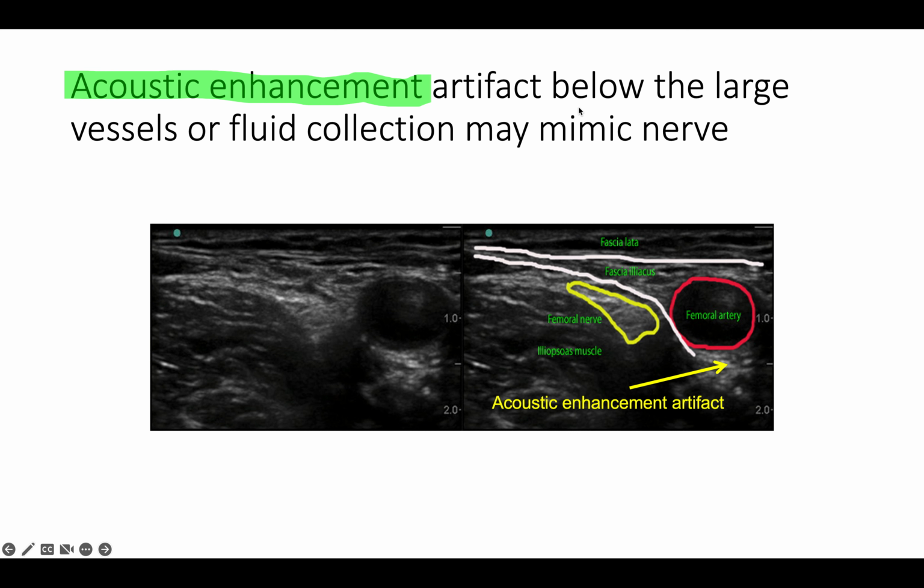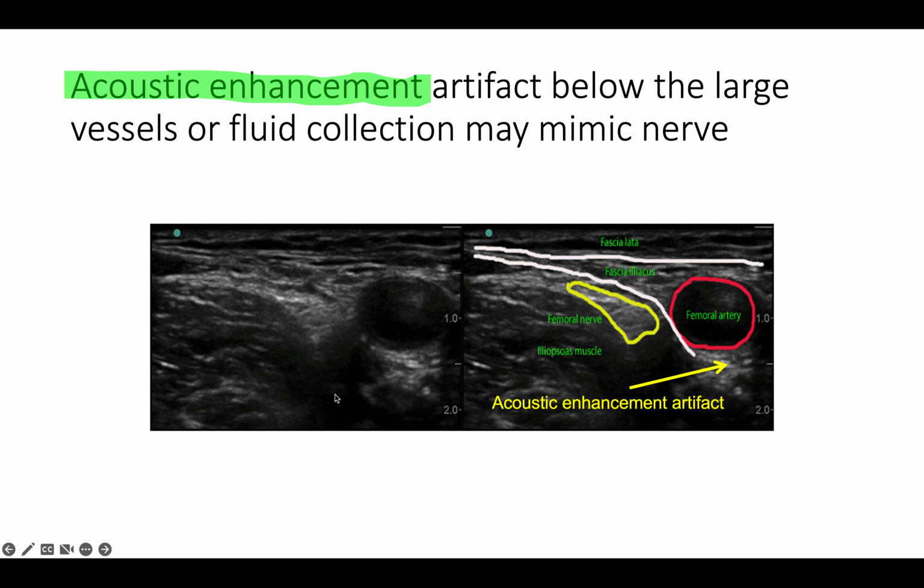So below large vessels or fluid collections, we'll see this enhancement, right? We see this nice hyperechoic something, right? And it could mimic nerve. And in reality, it's just regular tissue, but because the ultrasound beam was going completely without attenuation through the fluid, we see here enhancement compared to the ultrasound beam that was going through tissue, attenuating, let's say, normally.